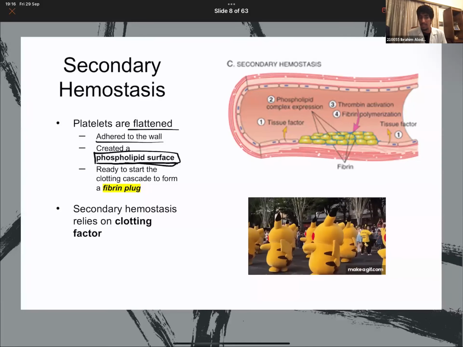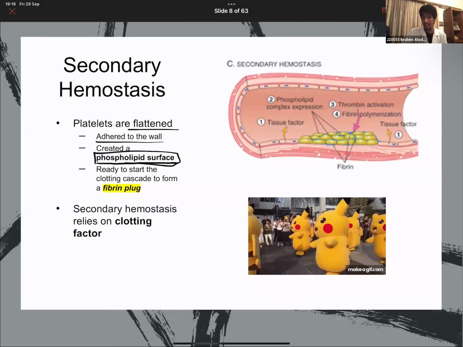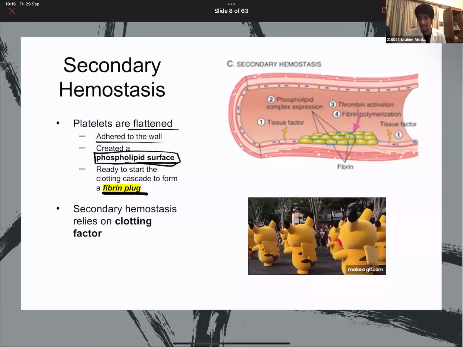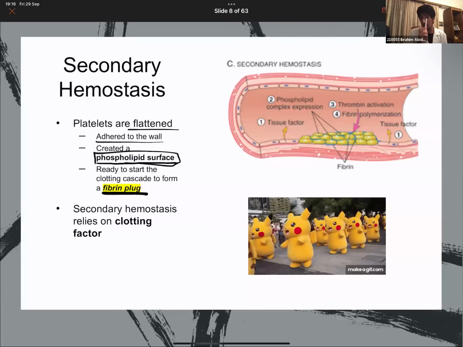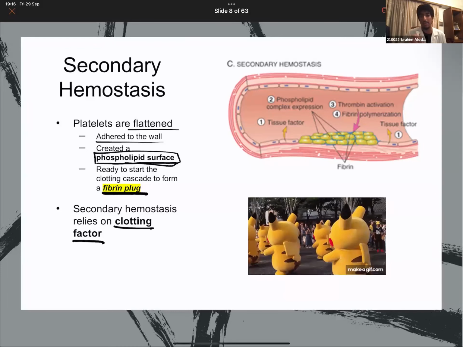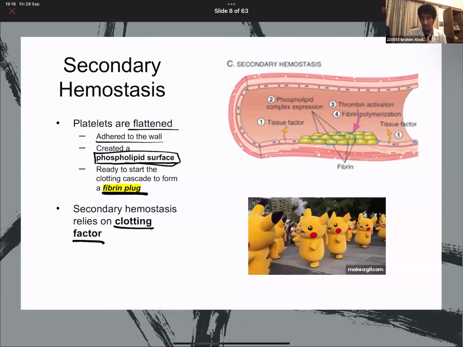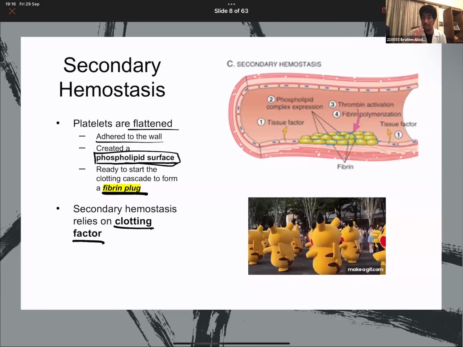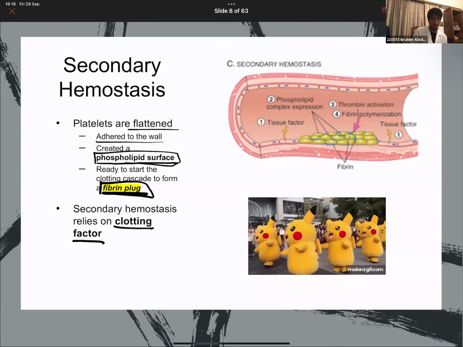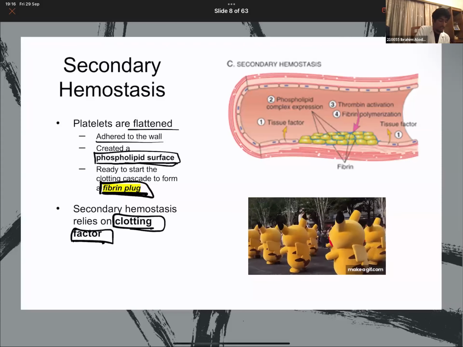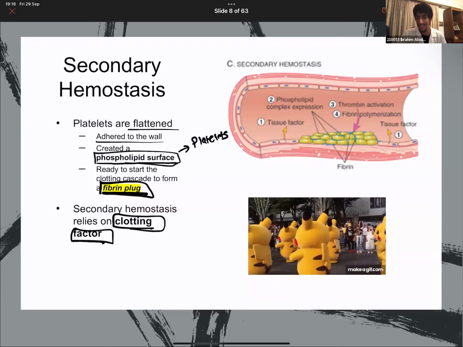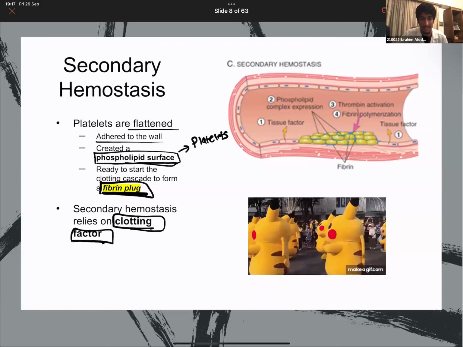Now, secondary hemostasis is ready to begin. And the end goal of secondary hemostasis is to form something called a fibrin plug. And we're going to talk about what a fibrin plug is throughout the lecture. What's most key about secondary hemostasis is that it relies on something called clotting factors. And there are a bunch of Roman numerals and very confusing diagrams, but we're going to go through it. So again, secondary hemostasis is going to form a fibrin plug, and secondary hemostasis requires clotting factors and a phospholipid surface from the platelets. I spelled platelets wrong. Does that make sense?